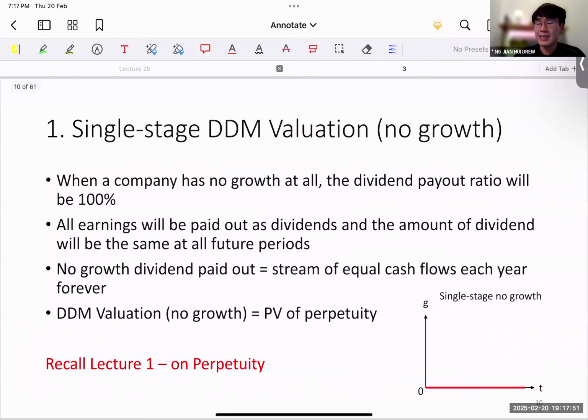Okay. So that's just an overview of the three key models that we're covering. Now let's go into detail, right? How do you do the calculations? What formula should you use? Let's go into the detail stuff.